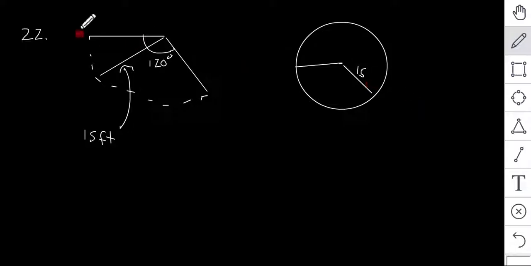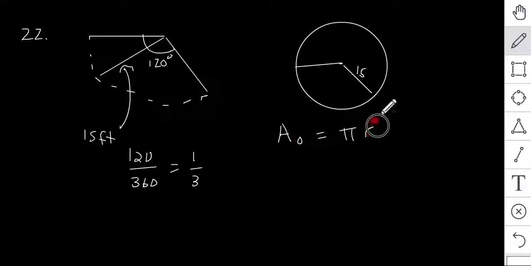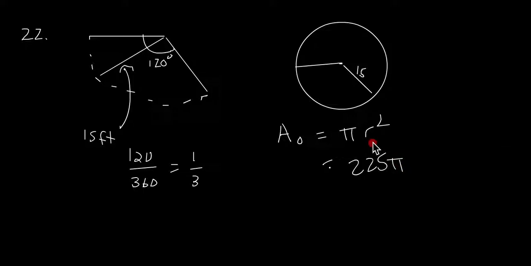So what we're going to do is we know a circle's 360 degrees, and the sector is 120 out of 360 degrees. So it's going to be 1/3 of the circle. So if we find the area of the entire circle and multiply it by 1/3, because it's only 120 degrees out of the full circle, we will have our answer. So let's do that real quick. So the area of the circle is pi r squared. So that's going to be 15 times 15 is 225 pi. And then we are going to take that times 1/3.